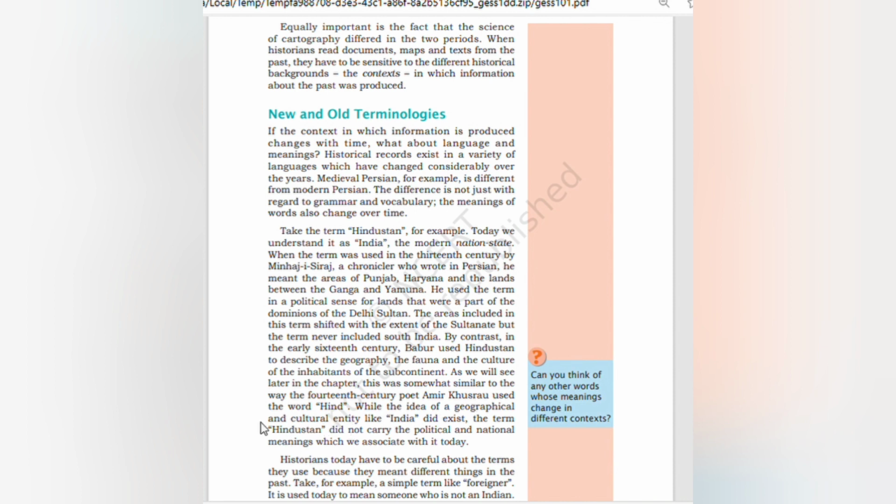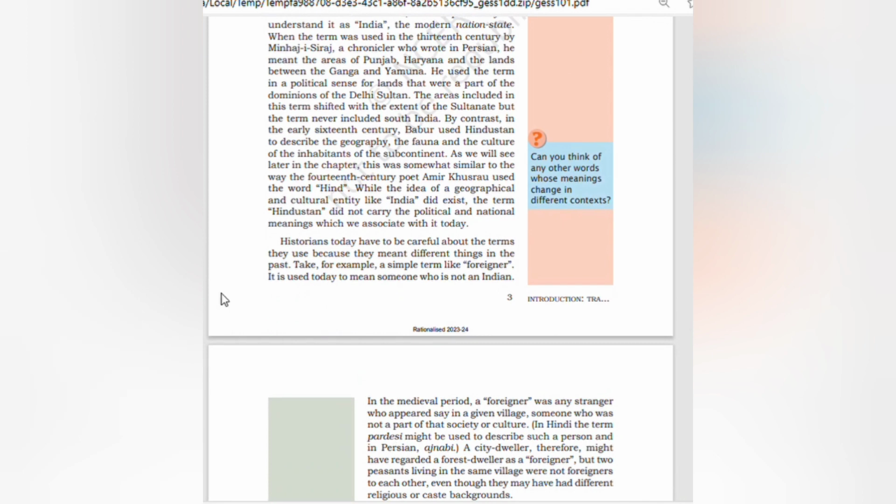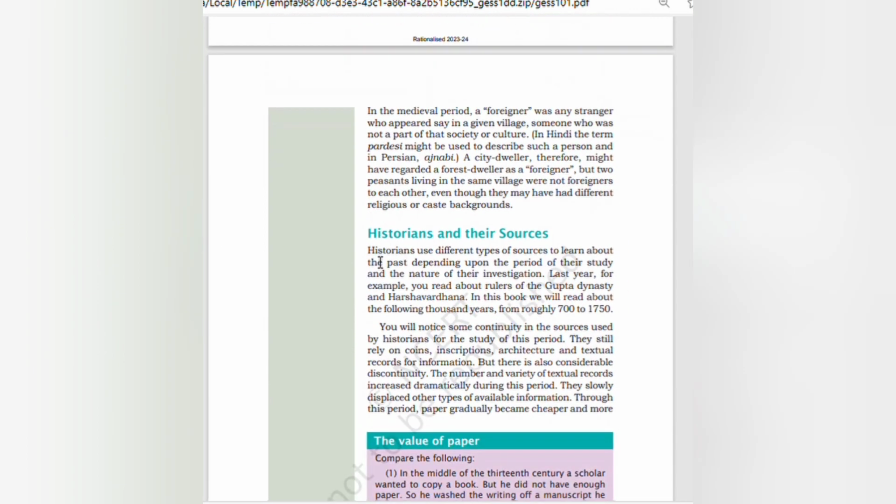While the idea of a geographical and cultural entity like India did exist, the term Hindustan did not carry the political, national meanings which we associate with it today. Historians today have to be careful about the terms they use because they meant different things in the past. For example, a simple term like foreigner is used today to mean someone who is not an Indian. In the medieval period, a foreigner was any stranger who appeared, say, in a given village, someone who was not part of the society or culture.